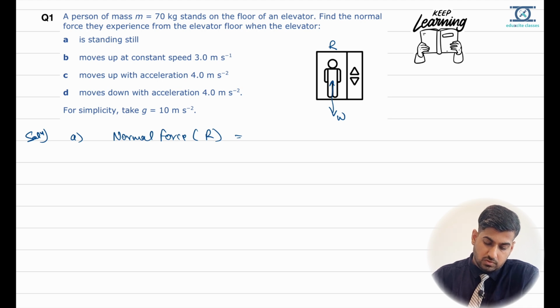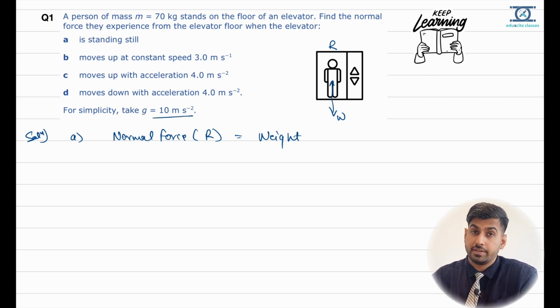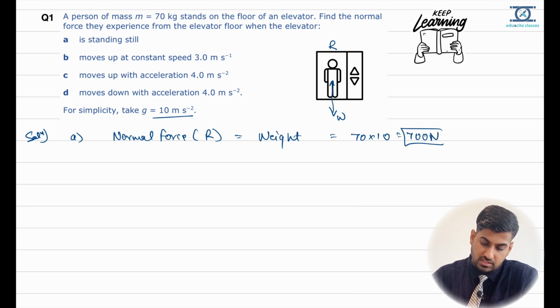Since the man is standing still, the normal force will be equal to the weight. For simplicity I am using g as 10 meters per second squared, but make sure in your exam you use 9.8. So normal force will be equal to weight, which is 70 times 10, which is 700 Newton. That's the answer, quite easy. Now the B part: it moves with a constant speed.